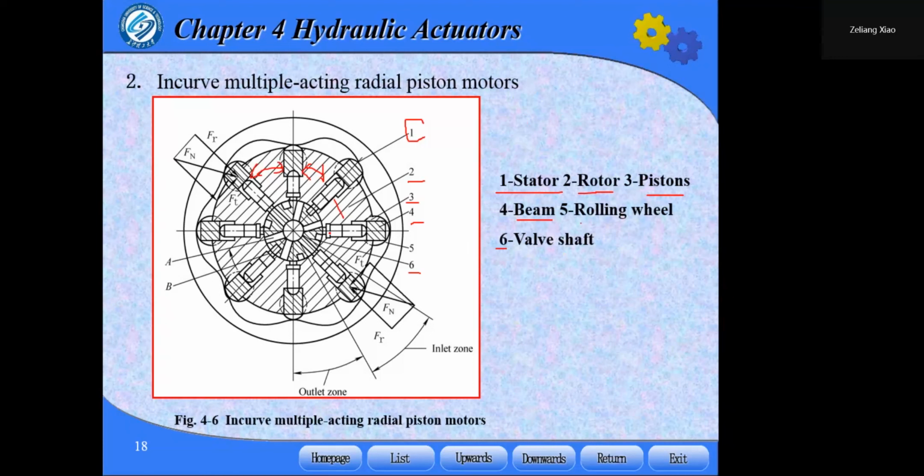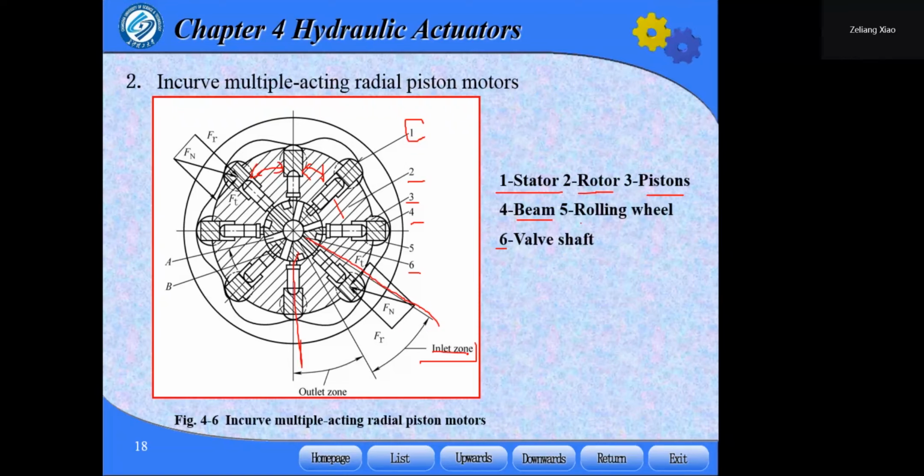One is the inlet ring, inlet zone, or inlet region, one for one here and here. The other is the outlet region. Several piston springs are arranged radially among the two with an equal distance apart.